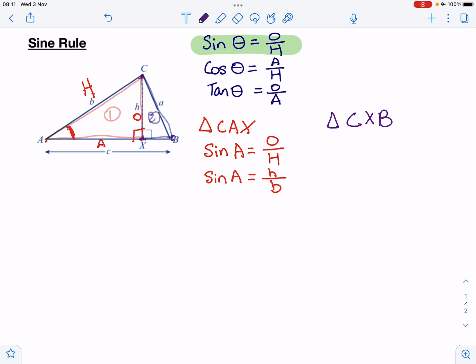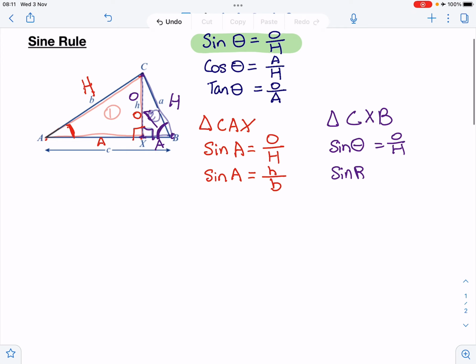So we're going to look at angle B this time. The longest side is the hypotenuse, then angle opposite, and adjacent. So again, using our sine rule, opposite over hypotenuse, sine B equals, our opposite is H again, and our hypotenuse is A this time.